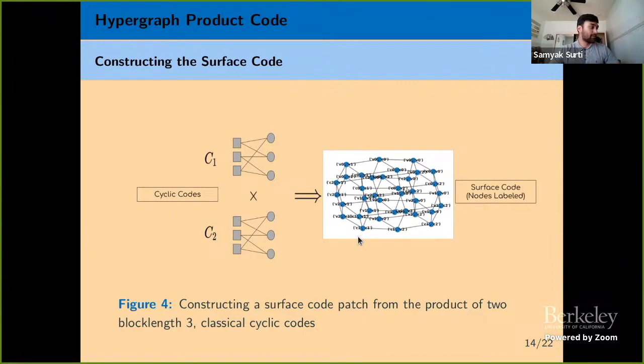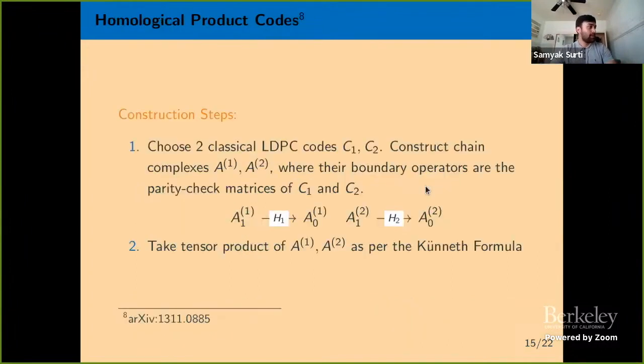Okay, so I'll just wrap up with this last point. Essentially, you can take the Cartesian graph product of these Tanner graphs corresponding to these cyclic codes, and that'll actually give you the surface code.